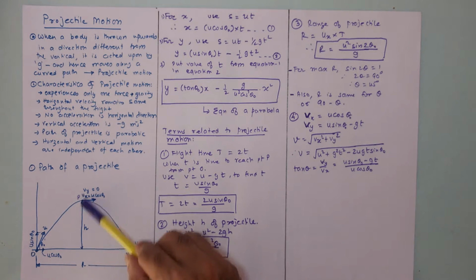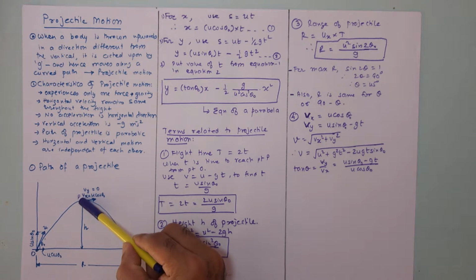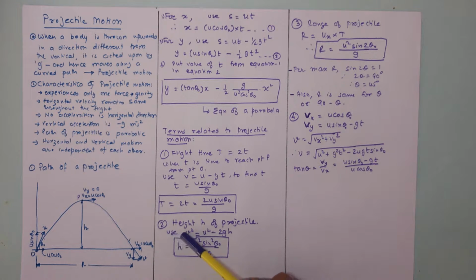To find the maximum height h, use v square is equal to u square minus 2gh. Please note that this is again displacement in the vertical direction, so we will keep on taking values of the velocities in the vertical direction. So this u will be u sine theta 0, and this v will be 0, because when we reach over here, the vertical direction velocity is 0, and this is h. So put those values and you will get the equation for h.